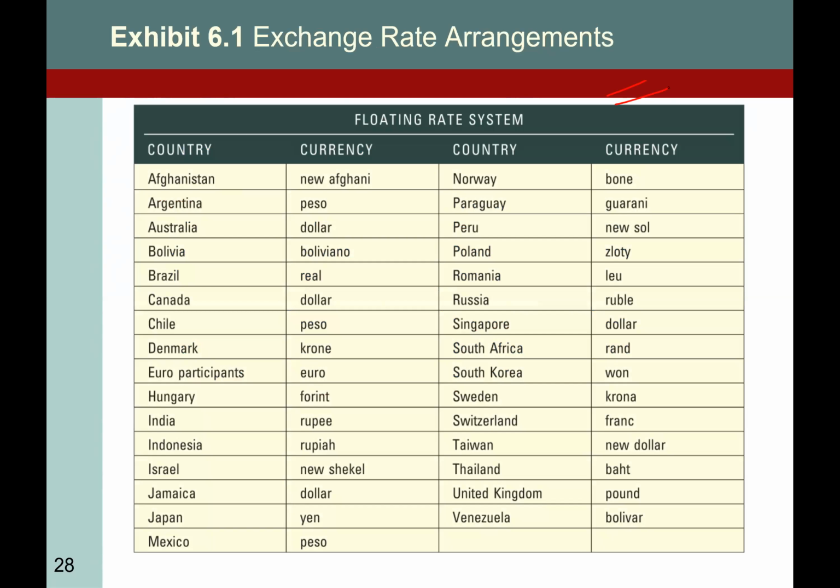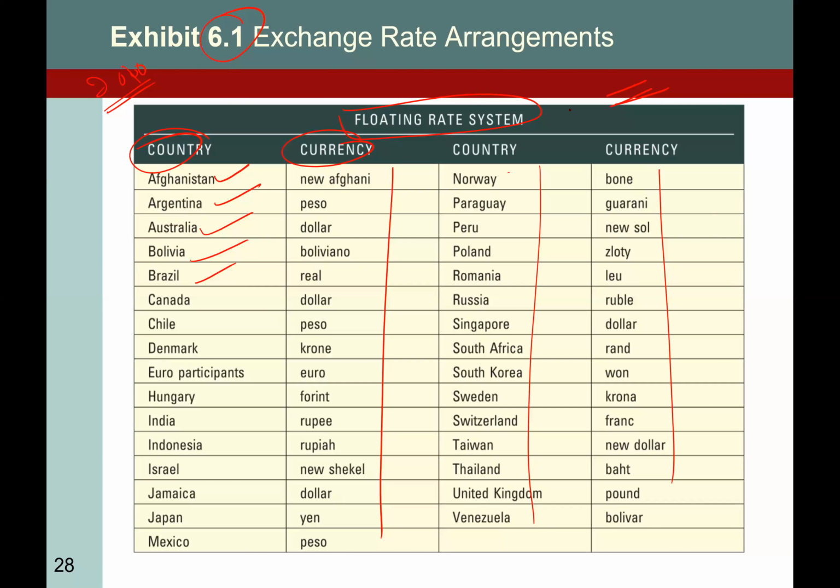So this Exhibit 6.1 is telling you which countries are going through the floating exchange rate system. It may have changed because this book is from 2010, I think, or maybe the 2009 edition. So here, the countries: Afghanistan, Argentina, Australia, Bolivia, Brazil. So their currency names, and they are using the floating rate system.